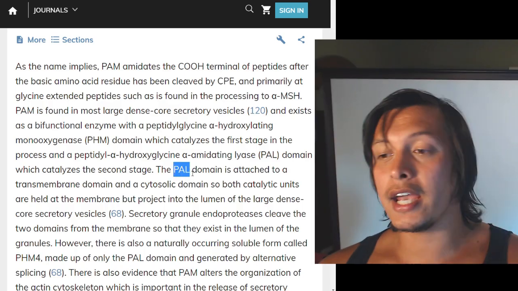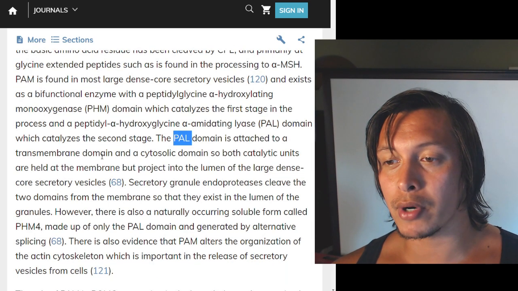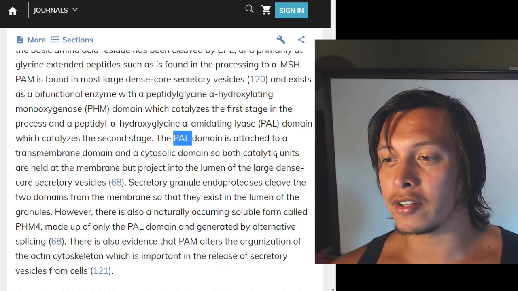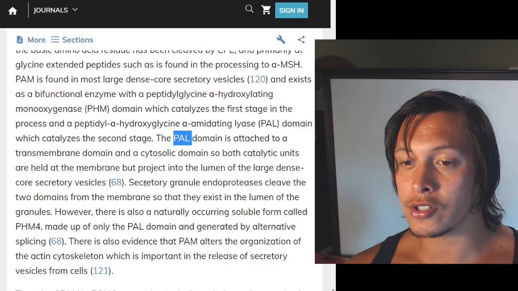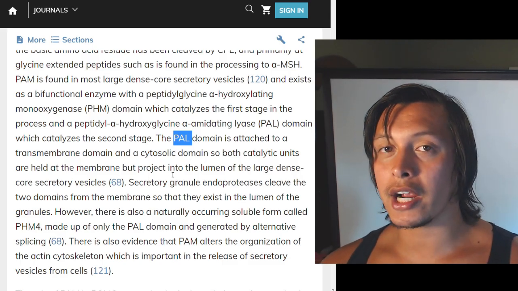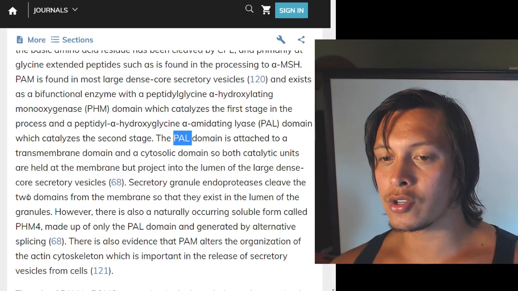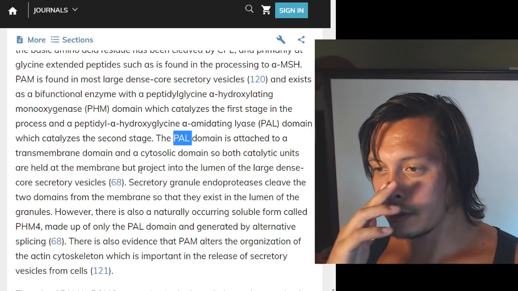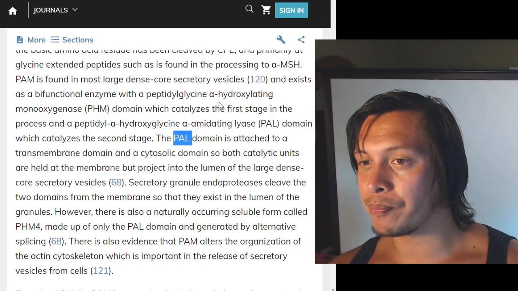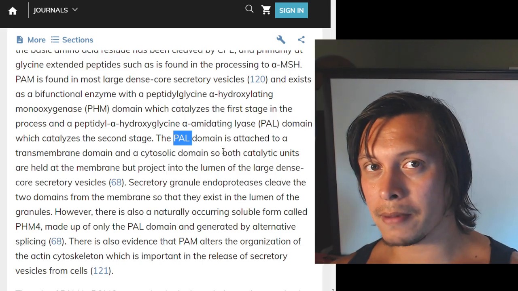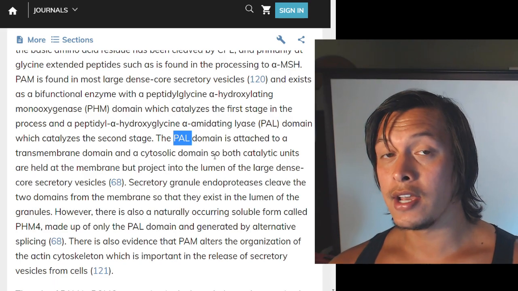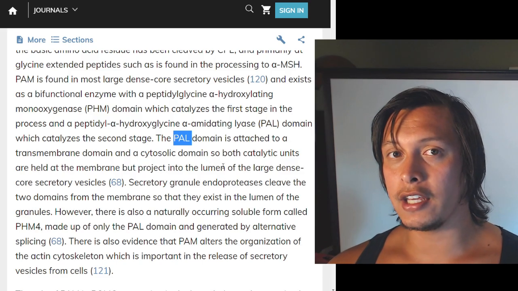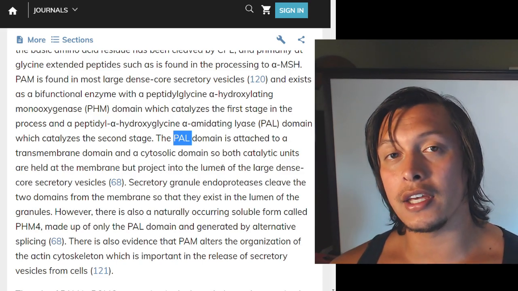So the PAL domain is attached to the transmembrane domain and a cytosolic domain, so both catalytic units are held at the membrane but project into the lumen of the large dense core secretory vesicles. So this enzyme seems to have multiple catalytic domains, and these catalytic domains are both pointed on the inside of the lumen, or the inside of the vesicle.